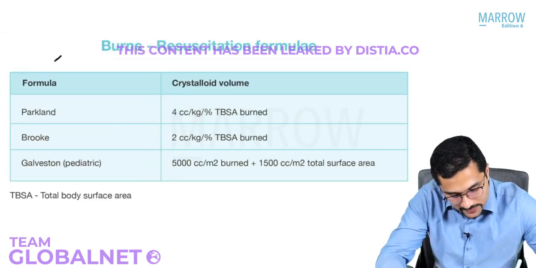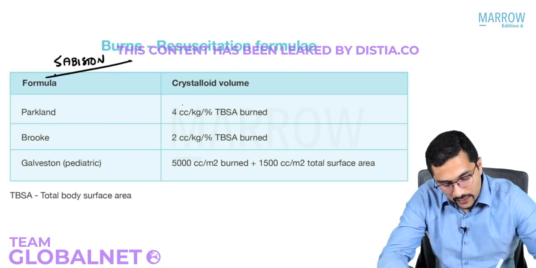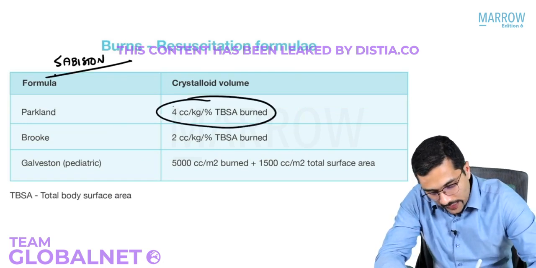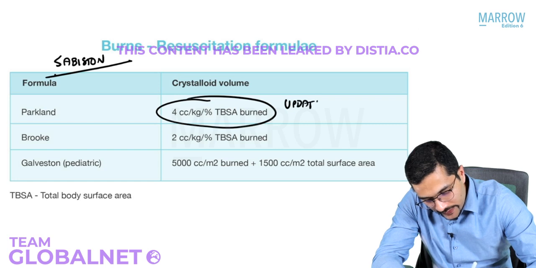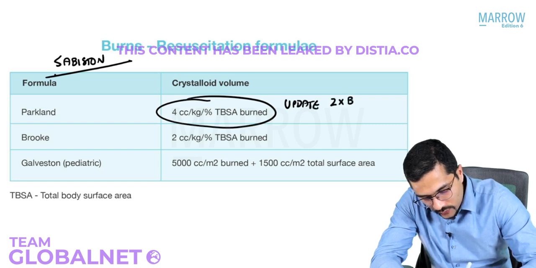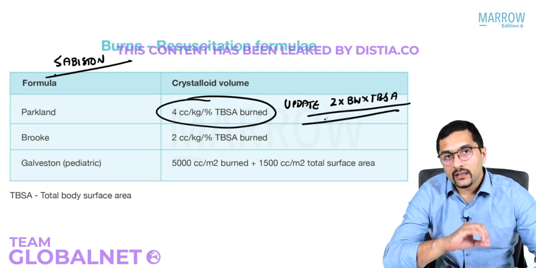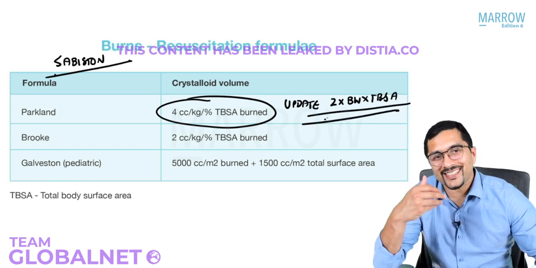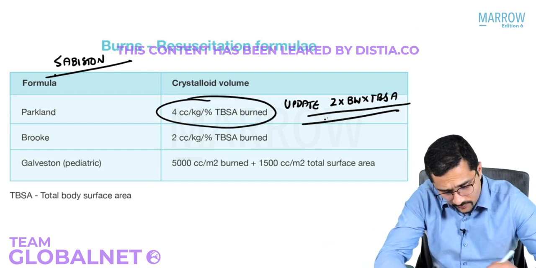In the latest edition of Sebastian, there are other formulas also which are given. Parkland's was given as 4, but I've told you the update. The update is now that Parkland's is 2 into body weight into total body surface area. So this is the update. It has to be changed, and it will be changed in the subsequent edition now.